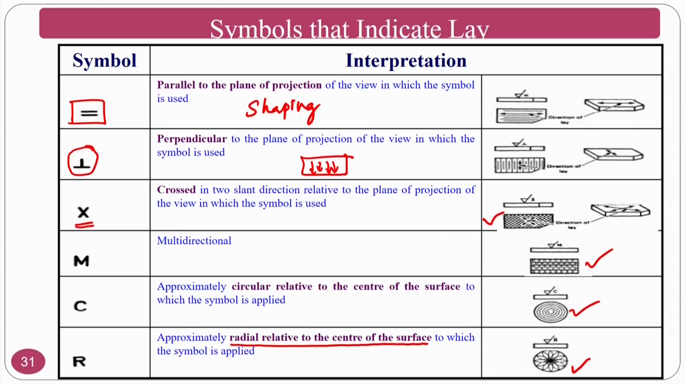These are the interpretation of the symbols in the lay. How the predominant direction of surface roughness that one can explain.